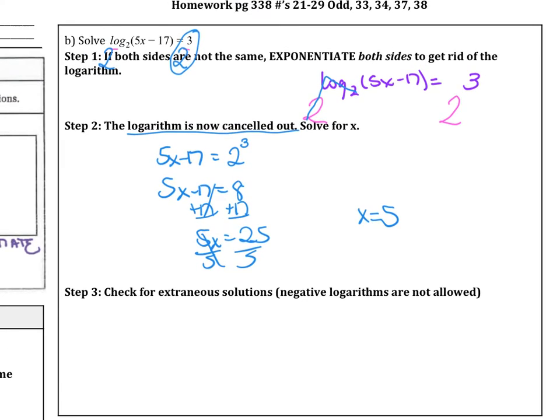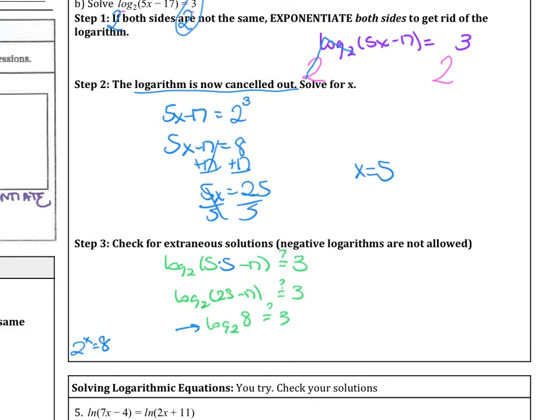So we plug it into the original. Log base 2 of 5 times 5 minus 17, does that equal 3? This is log base 2 of 25 minus 17. Does that equal 3? 25 minus 17 is 8. So just evaluating this side, this is a good reminder: 2 to what power equals 8? That is 3. So therefore, this is true. 3 does equal 3. Therefore, x equals 5 is our solution.